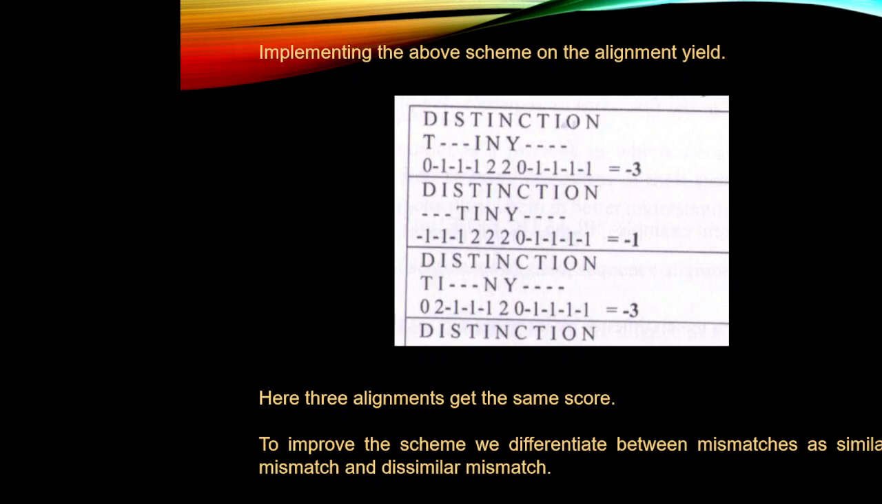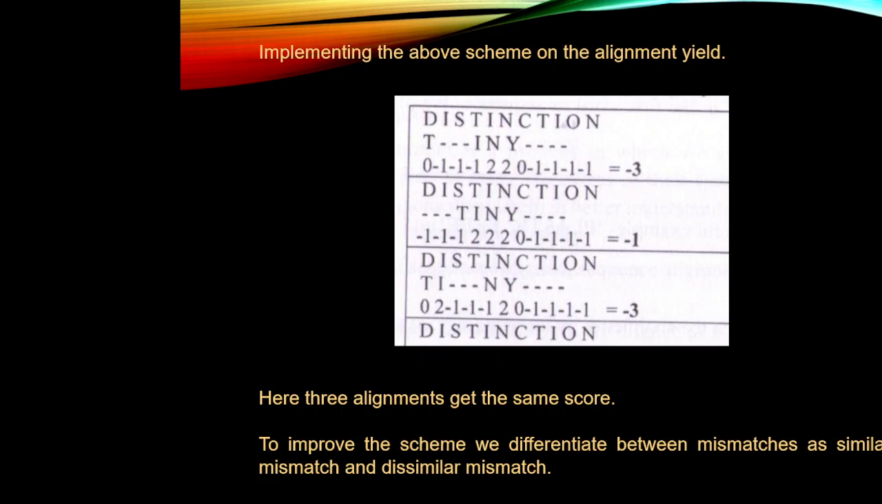-1. What is the reason for that? -1 is a more positive value. That is the only reason. So -1 is more positive, -3 is more negative. So in alignment, the one showing the more positive value will always be taken as the optimum alignment. So this is the way by which we are finding out the best alignment.